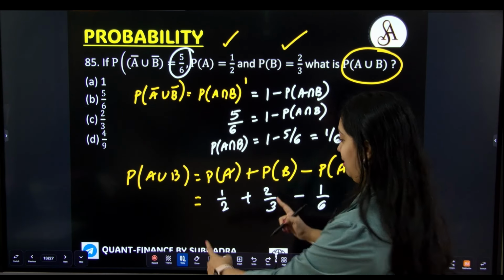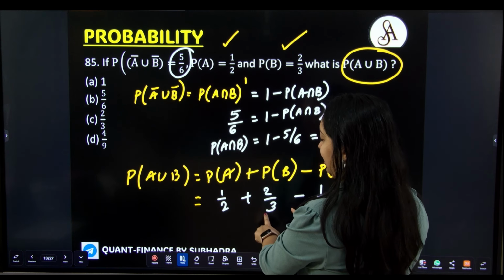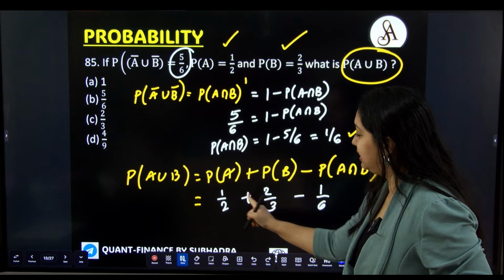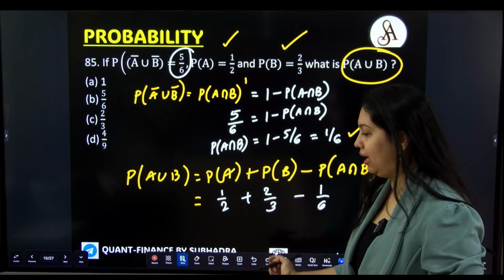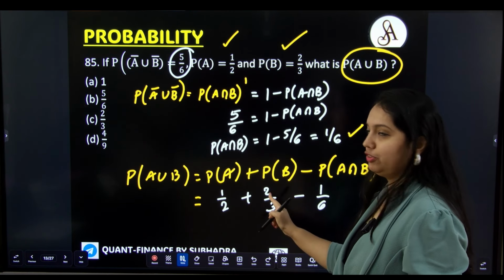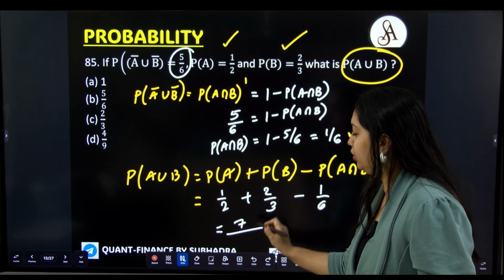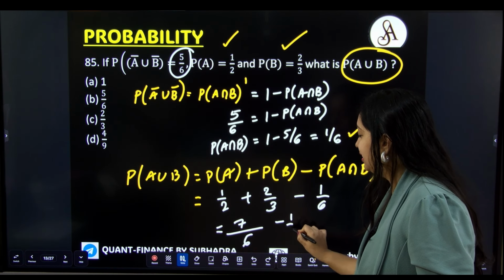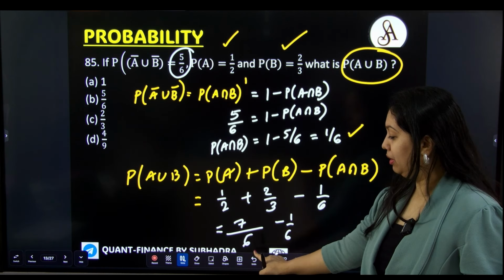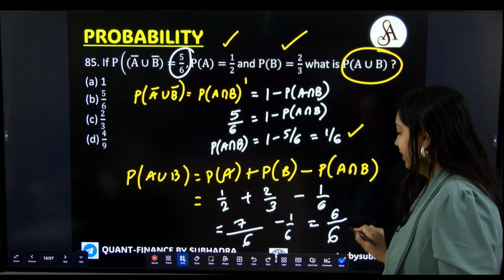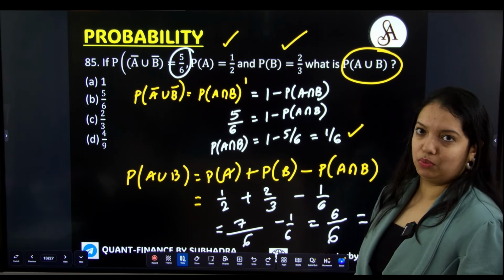Butterfly technique. Let's solve this part. 2 3s are 6. 3 1s are 3. 2 2s are 4. What is 3 plus 4? 7. So numerator is 7. Denominator will be 2 3s are 6, minus 1 by 6. What is 7 by 6 minus 1 by 6? 7 minus 1, 6 divided by 6 whose value is equal to 1.